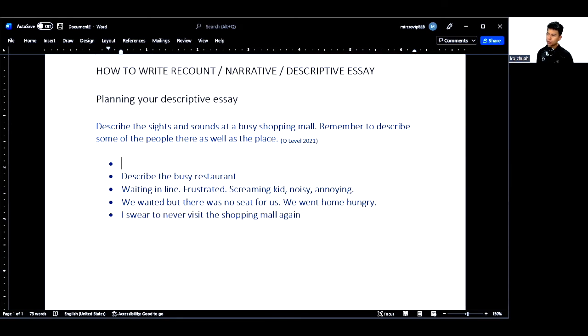And describing the busy restaurant, that still doesn't quite answer the question yet. So let's look at the question. They are talking about shopping mall, right? So why don't we describe the busy shopping mall as well?